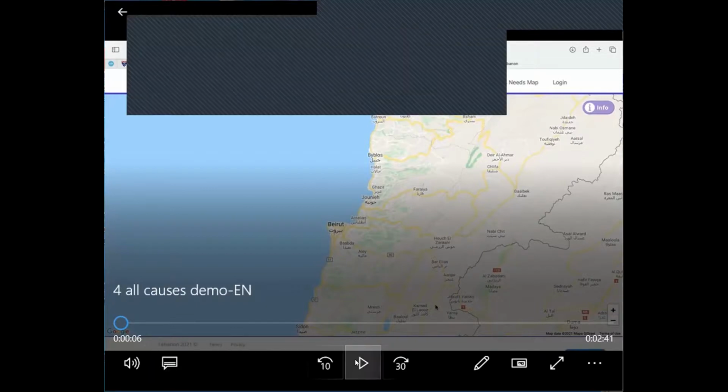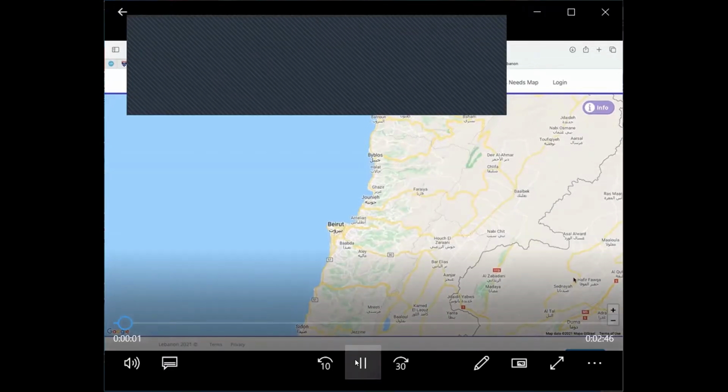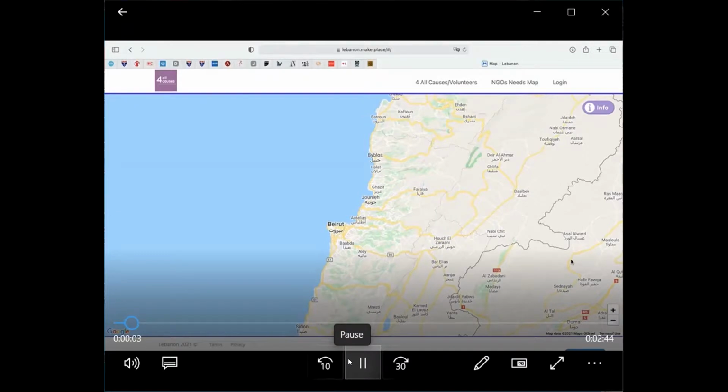Here we go. Today I'm going to show you how to use the For All Causes community map that was developed between For All Causes and Open Lab at Newcastle University. For All Causes is an organization that's based in Lebanon that is particularly focused on health services delivery for underprivileged communities and changing the health narrative in Lebanon.